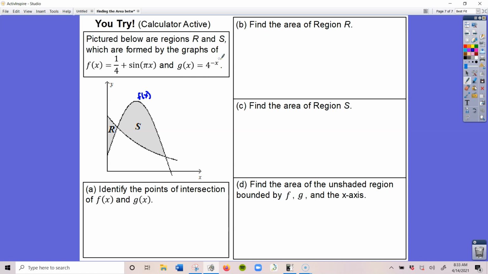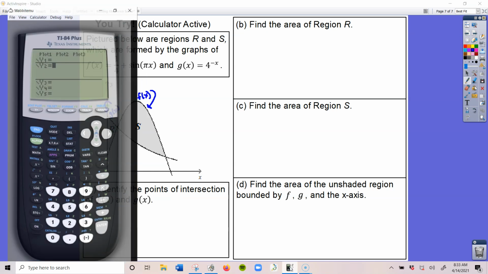And then g of x, it is an exponential function because we see that we have the variable in the exponent. And because the exponent is negative, that means that it is a decaying function. So it would go down. So this one here, this is g of x. So let's go ahead and graph both of these functions.